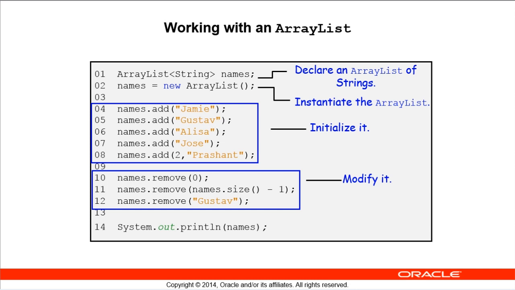The example shows just one method, but it's very powerful. Remove(0) on line 10 removes the first element, which you can see on line 4 is Jamie. Remove(names.size() - 1) removes the last element, which would be Jose. Remove("Gustav") removes an element that matches a specific value. To display the contents of the ArrayList, line 10 passes the remaining contents of the ArrayList to System.out.println.